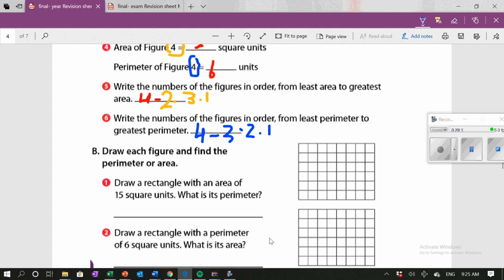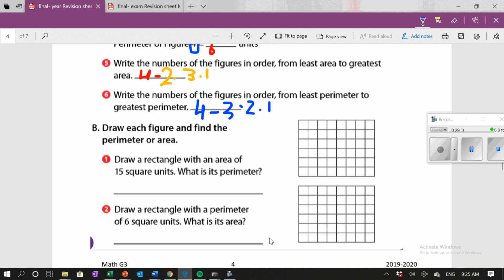B, draw each figure and find the perimeter of the area. Number 1, draw a rectangle with an area of 15 square units. What is its perimeter? So you have to know that the area is L times W. So we need two numbers. If I multiply them together, the answer will be 15. Yes, multiples of 15, perfect, 5 and 3.